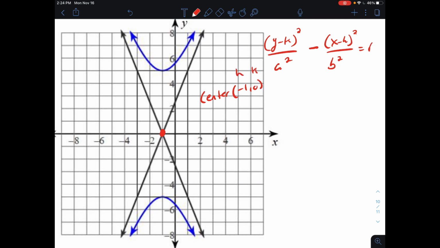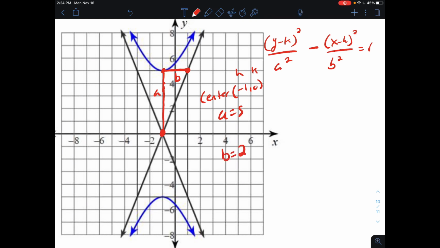Now I have to figure out what a and b are. a would be the distance from the center to a vertex. So a, in this case, is equal to 5. Now I want to find b. If you're given the graph of the central rectangle, which they're showing here nice and bolded for us, I would say: when I go up a, how far to the right do I go to get on that asymptote? That distance is going to be b. In this case, b is equal to 2.